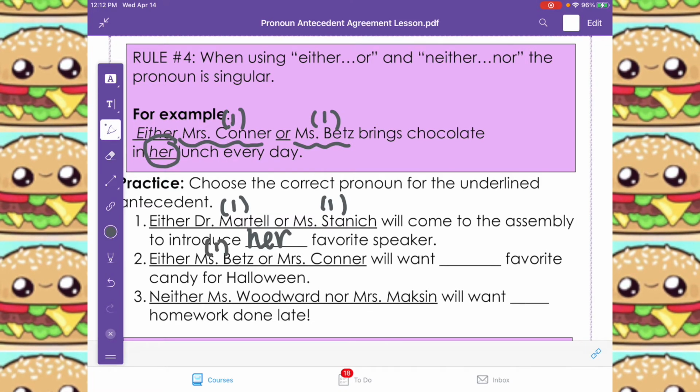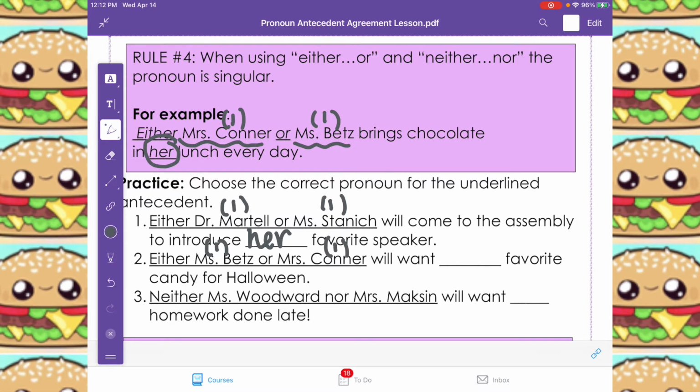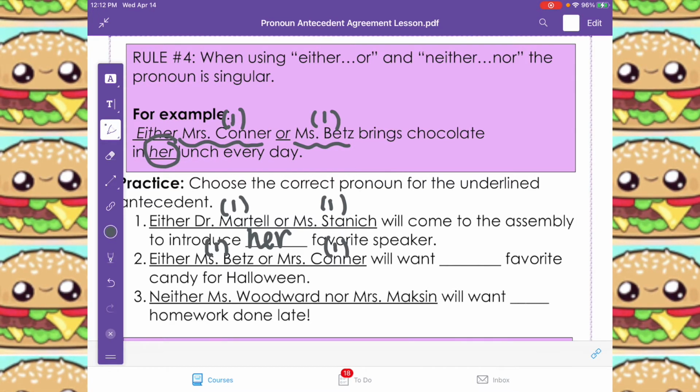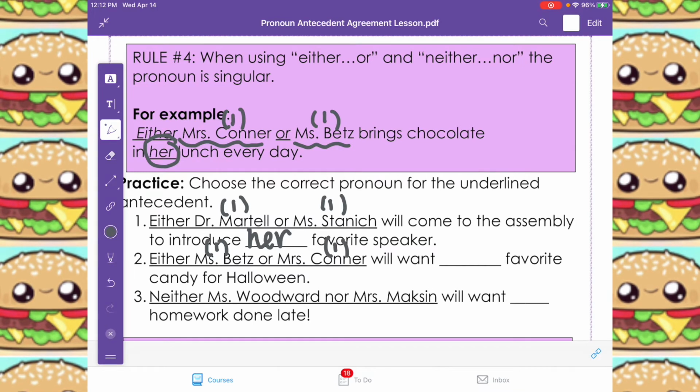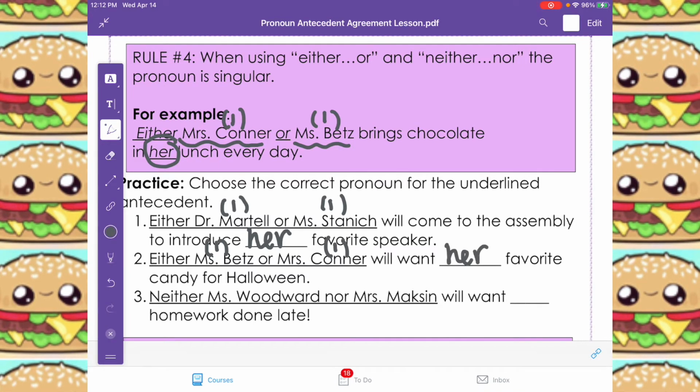Either Miss Betts, singular, or Miss Connor, singular, will want blank favorite candy for Halloween. Both of these are singular. Again, both of our proper nouns are feminine, so it's safe to use, again, her.